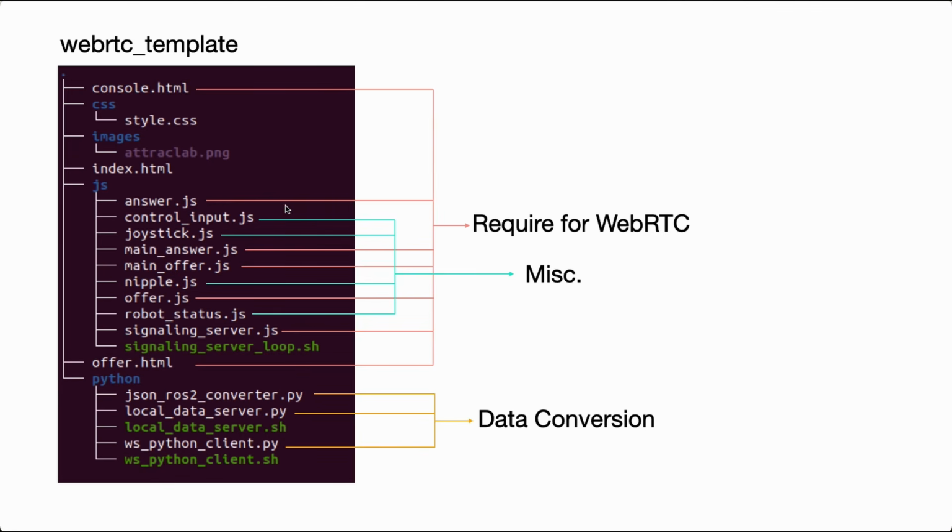We have some parts that relate directly to WebRTC: console.html, answer.js, main answer.js, offer.js, main offer.js, signaling server.js, and offer.html. And lastly, there are Python scripts that have to be running on the robot: JSON ROS2 converter.py, local data server.py, and WS Python client.py. The main role of these files is to convert and exchange data from WebRTC to ROS messages.